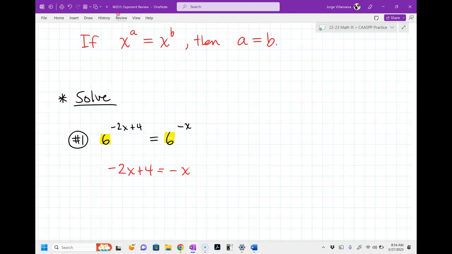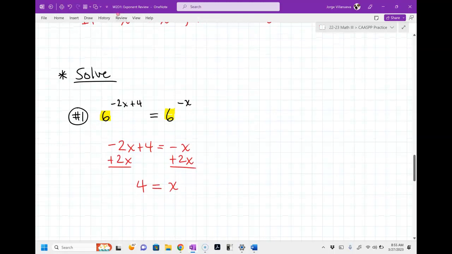Now let me add 2x to both sides because that's the smaller of the two variables. So 4 is equal to x. And that's your answer. You're done.